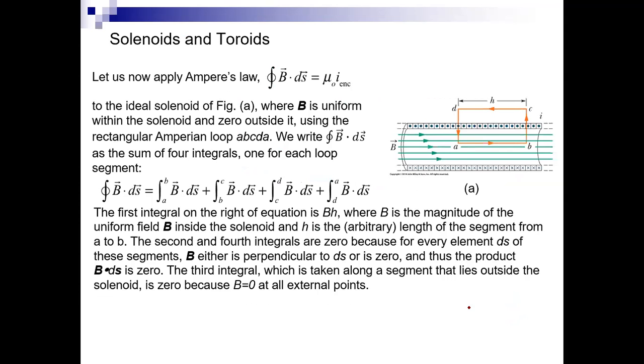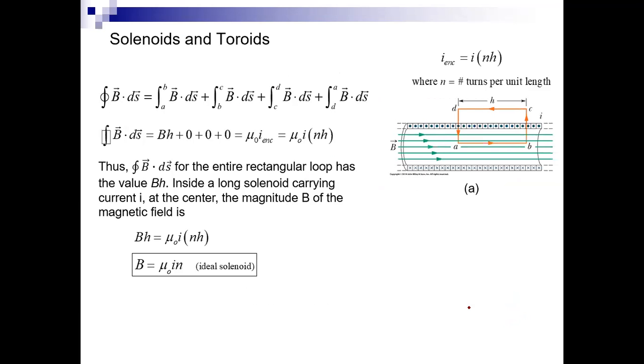Solenoids and toroids are also discussed here. How strong the magnetic field will be in an ideal solenoid depends upon the number of turns of the solenoid.